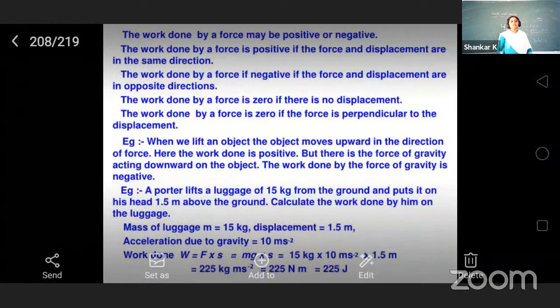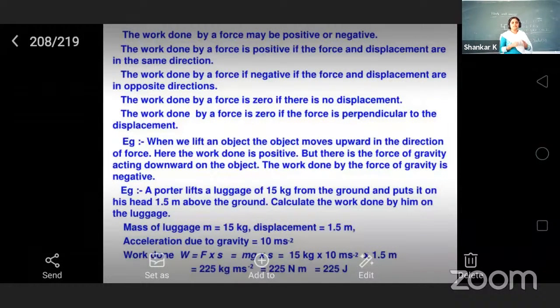Here we consider work in a different way. Sometimes work will be done and sometimes it may not be done. The work done by a force may be positive or negative. For example, if you are pushing a wall with a force and the wall does not move, we say that it is negative. If the wall moves a certain distance when I put a force on it, I can say that it is positive.